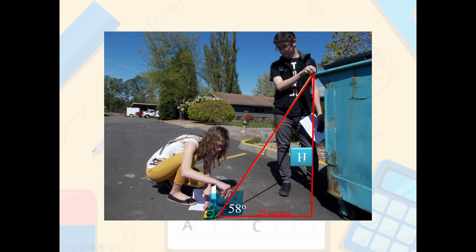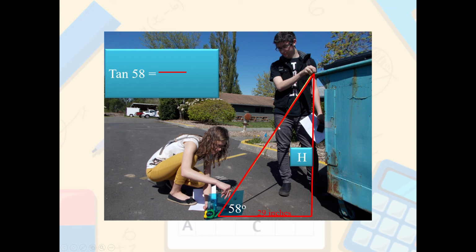All they need is to set up the variable here. The h means height. So they set up the equation. They use tangent because tangent is defined as opposite over adjacent. They are using this angle. To this angle, this side is the height, this side is the opposite, and this side is the adjacent. So they chose to use tangent. 58 is the degree of this angle. How do you find tangent 58? That's the equation you can set up.